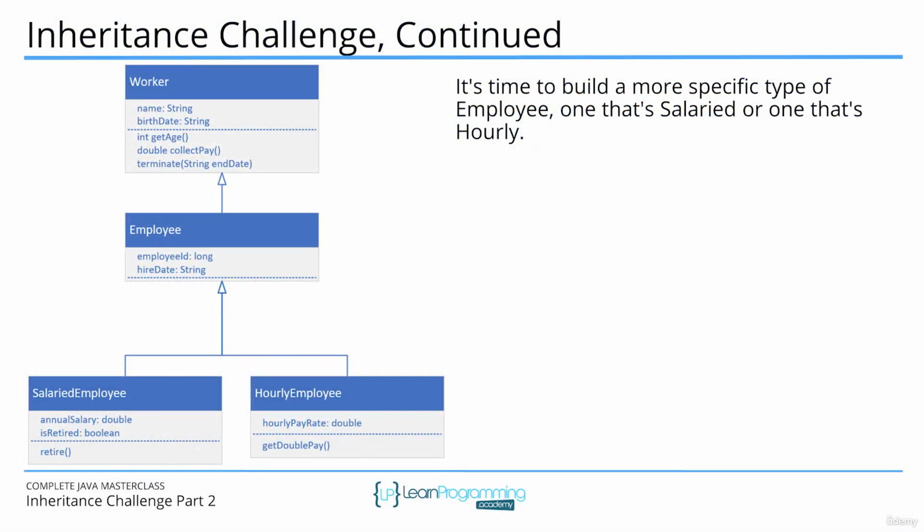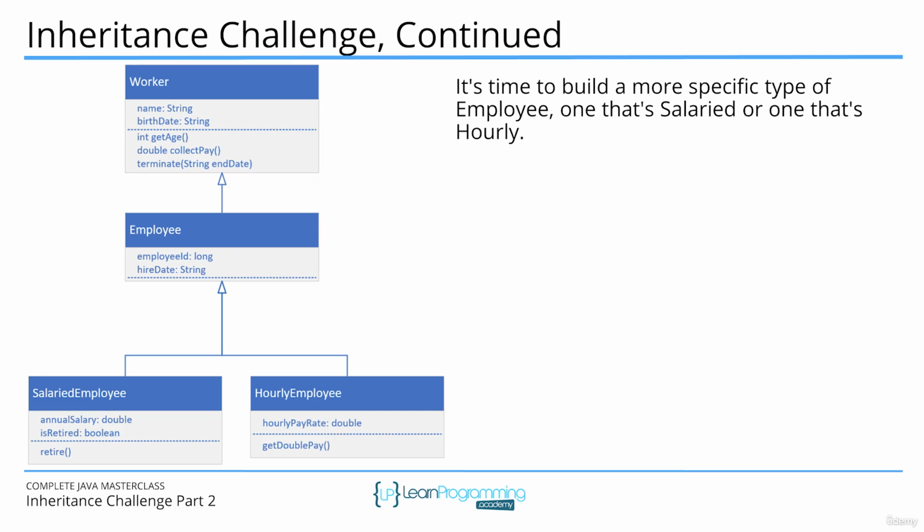In the last video, I got through 2/3 of the inheritance challenge, as shown on this diagram. I created the worker and the employee classes with the fields and methods shown here. I also overrode the toString method, which you know by now was originally declared on the object class. I overrode toString for the worker and then overrode it again, but extended it further for the employee class.